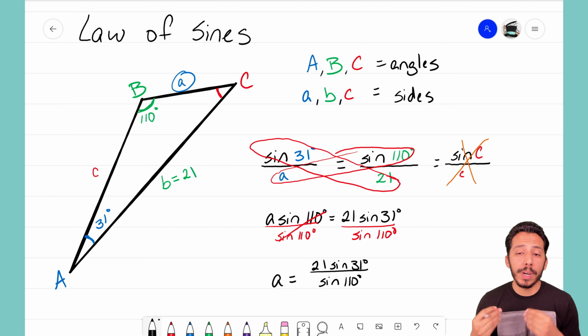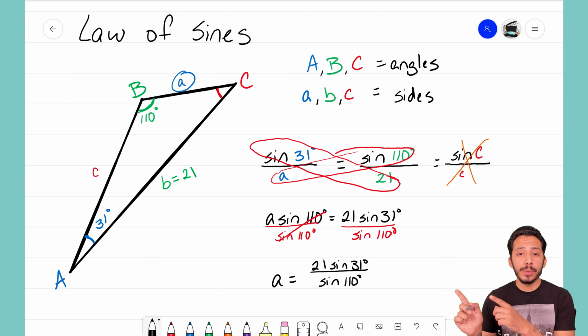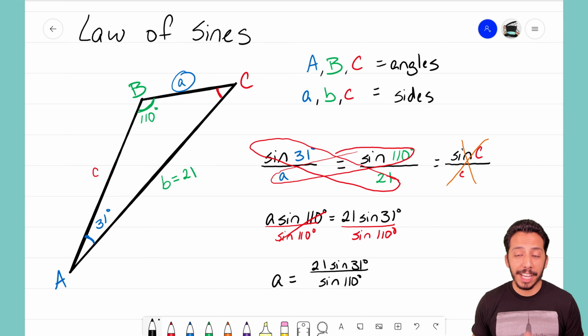We now know what A equals. I want you to take a moment to just appreciate that. We're able to solve for A on a non-right triangle. We now can find the length of this side using the law of sines, and just by cross multiplying and solving and getting our variable by itself.